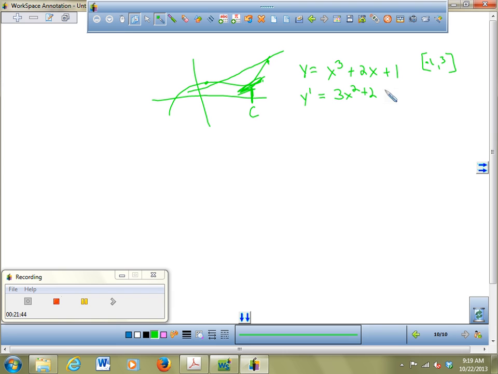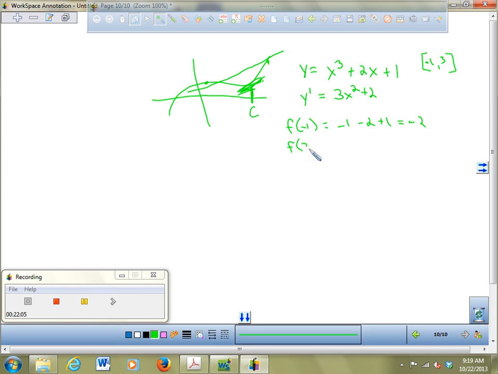And so here's the derivative. Then you want to find f of negative 1, right? F of negative 1, if I plug it in here, is negative 1 minus 2 plus 1, which gives you negative 2. And f of 3 is equal to 27 plus 6 plus 1, which is a big number. What's that, 34? 34.